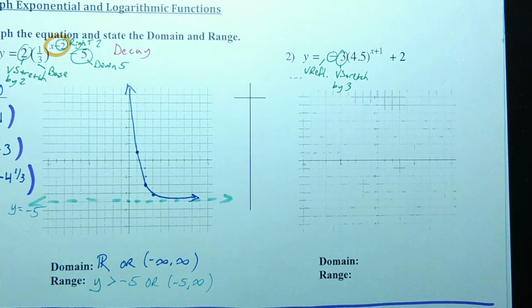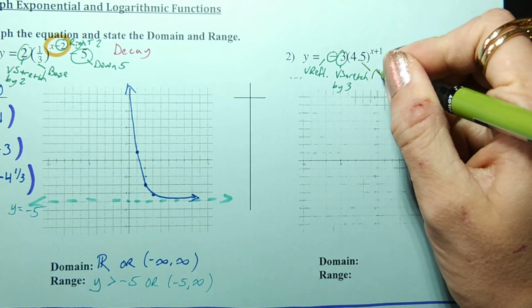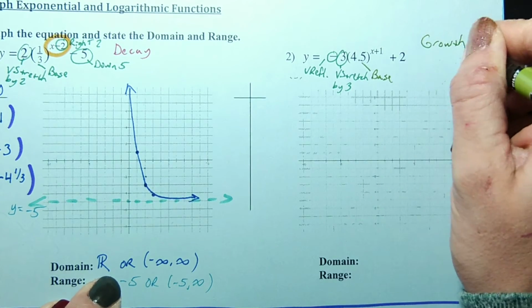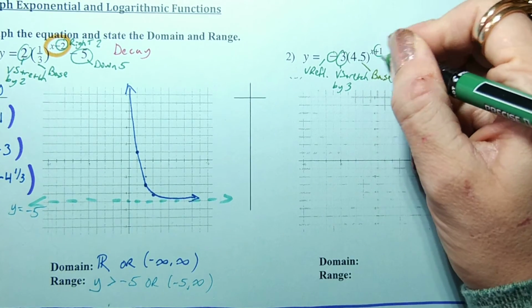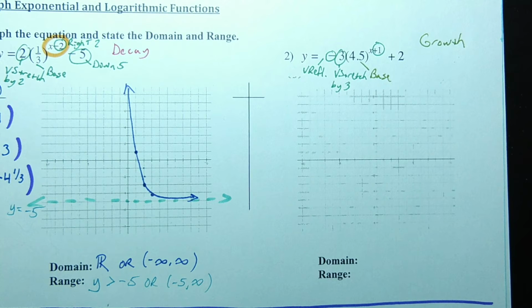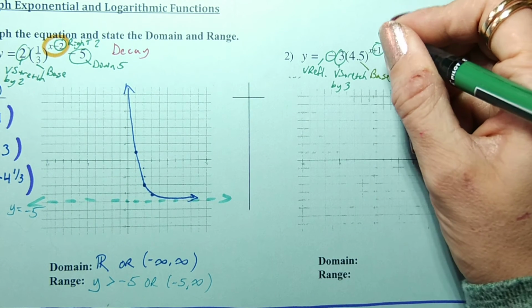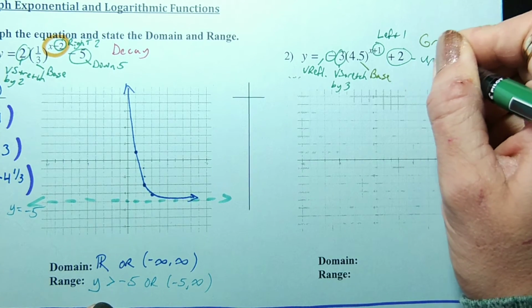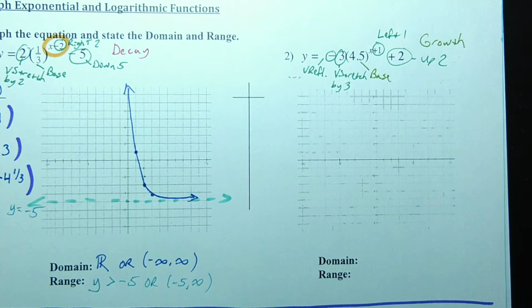What about the 4.5? Is that greater than 1 or between 0 and 1? Greater than 1, so it is a decimal, but this is still a growth function because it's greater than 1. Doing on the inside, opposite of what you would think, left one. And then the plus 2, up 2. So where's the asymptote going to be? At y equals 2. Very good.